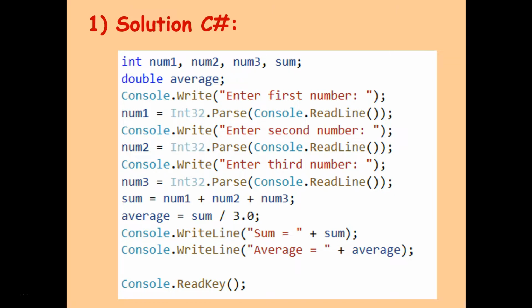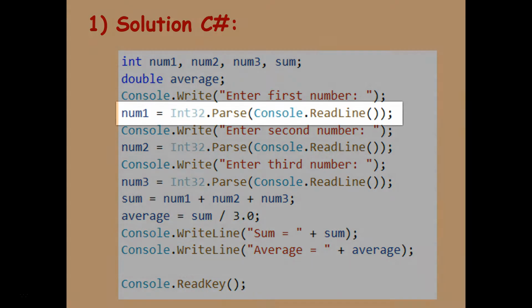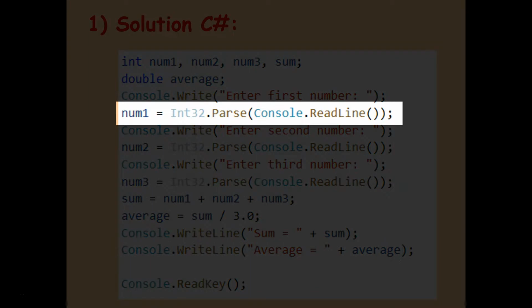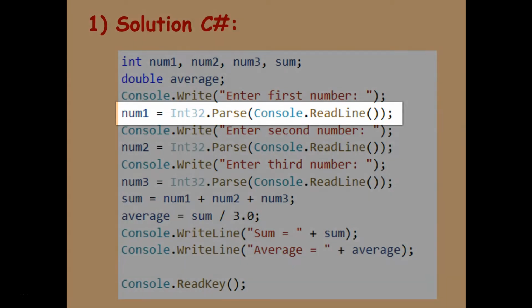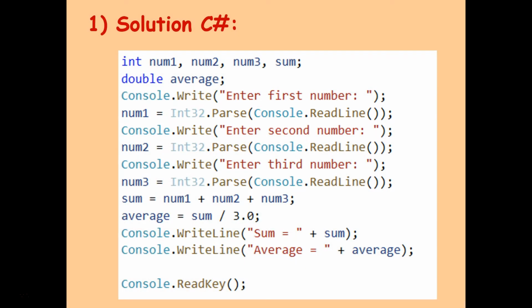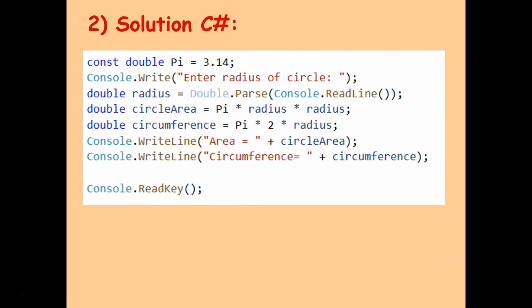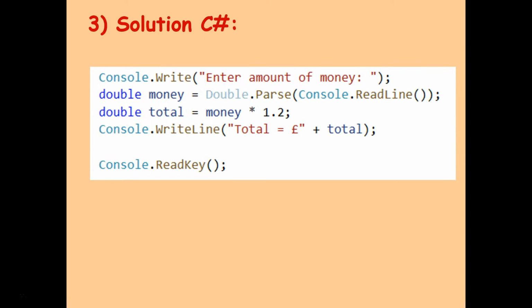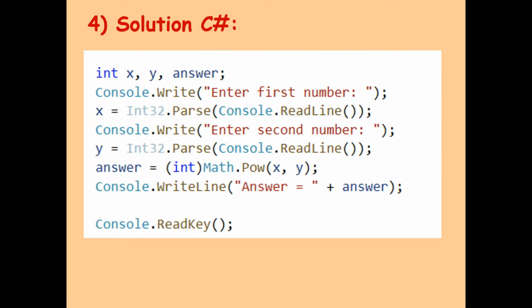So nothing much to do here. It's just making sure that you obviously take the input and then convert it to a number format, in this case using int32.parse or another casting method. Solution number 2, again, very similar. Hopefully just a little bit of practice there for you. Solution number 3, again, hopefully just a little bit of practice. Number 4, using math.pow and then obviously converting that to an integer at the end for the program.